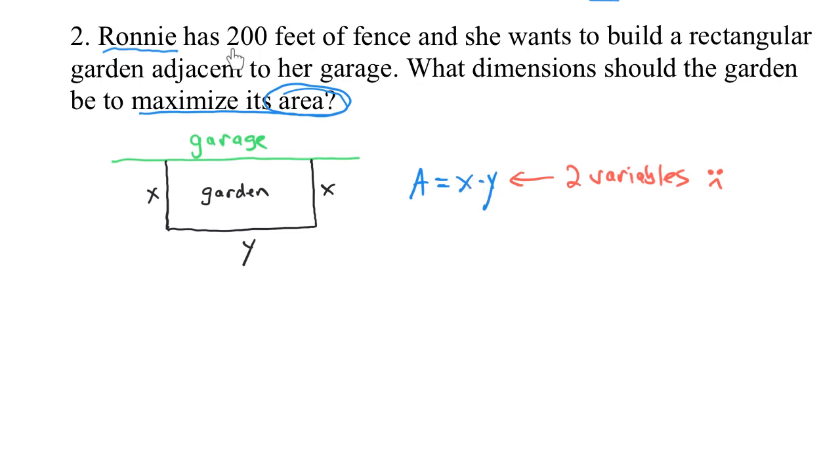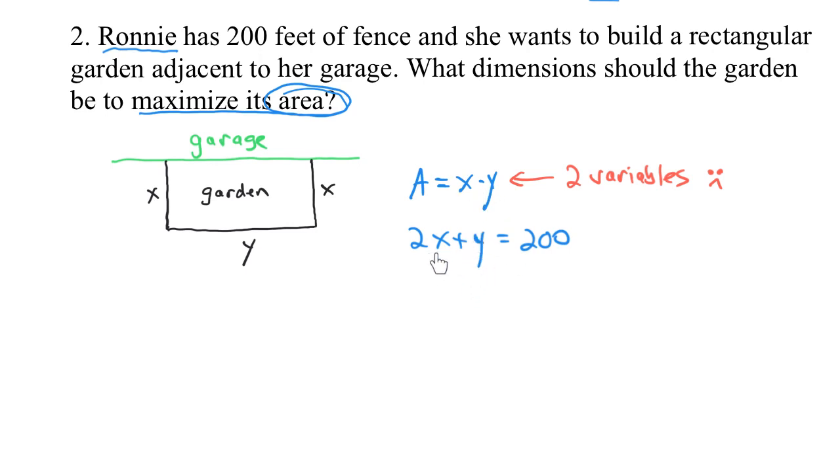And they tell us up here that Ronnie has 200 feet of fence. So that means if we add up all these 3 sides, we get 200 feet. That's the other relationship we need. So if we add up those sides, we get 2x plus y. We know that is 200. And we could call this our constraint, right? We only have 200 feet of fence. We can't have a garden that is 70 acres large because we've only got 200 feet of fence. So this is a constraint, but we're going to use this to eliminate one of these.